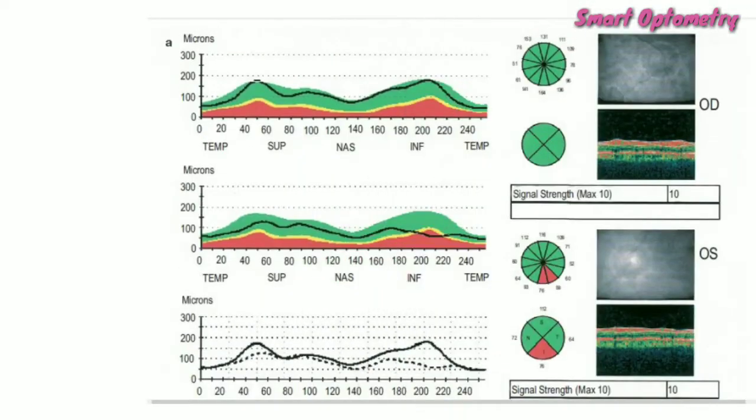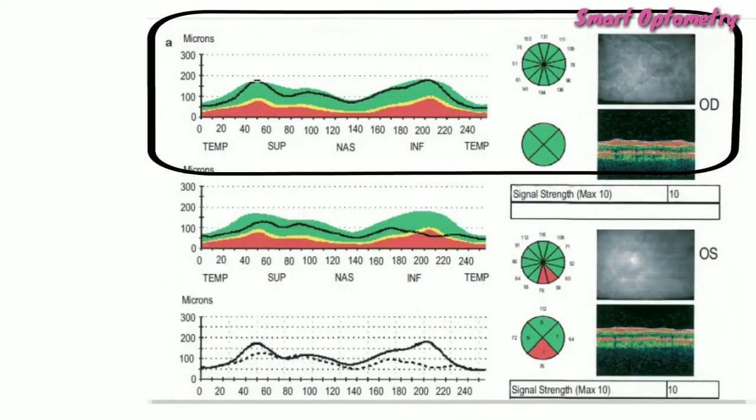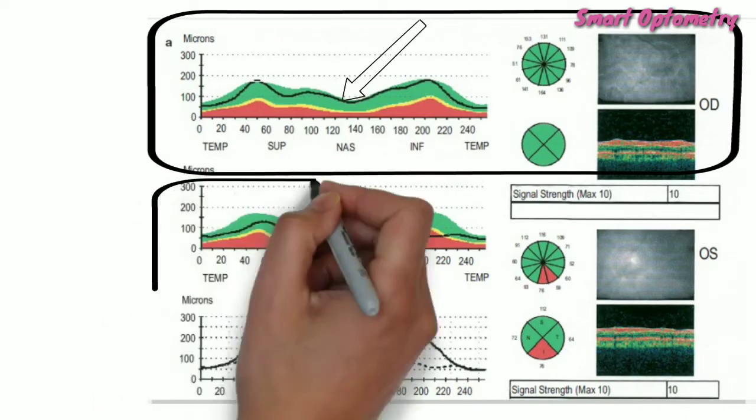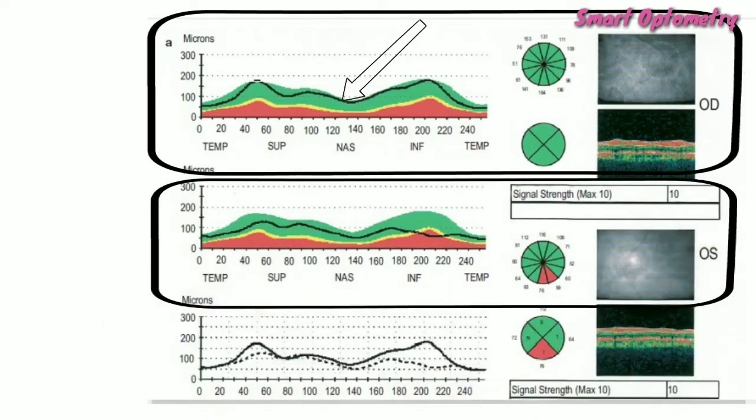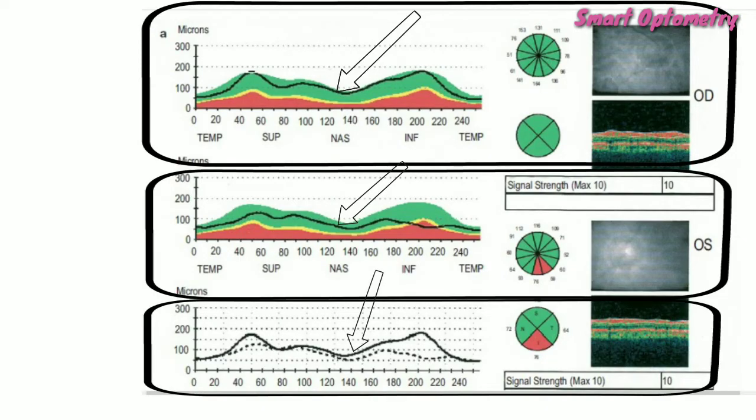Here is a figure of circular scan for the ONH RNFL and here this is the RNFL thickness for right eye, and this black line represents the RNFL thickness of right eye, and in this figure the black line represents the RNFL thickness of left eye. And here, these two black lines represent the RNFL thickness for both eyes.